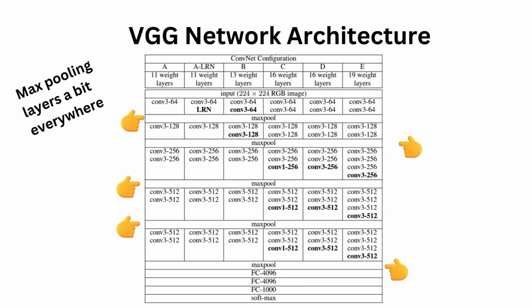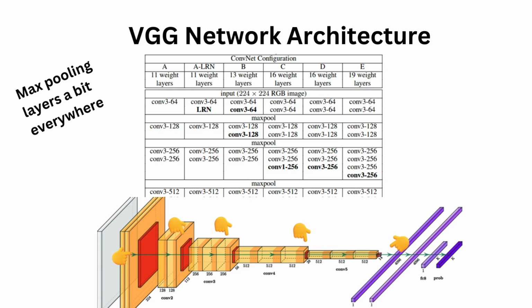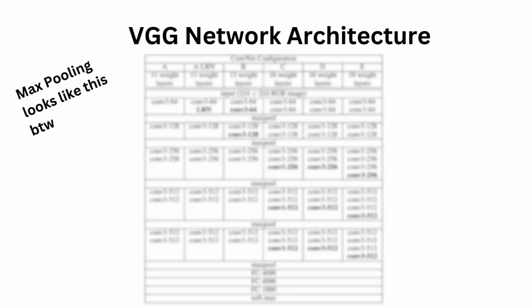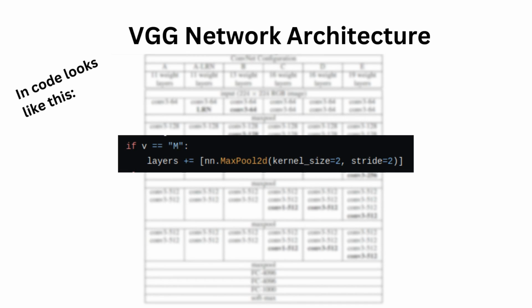The max pooling layers are a bit everywhere in the network and separate blocks of layers. They are represented by the red cubes here in the image. As a reminder, a 2x2 max pooling with a stride of 2 looks like this. For each of the colored squares, we take the highest number to make a smaller square. In the code, we'll use a specific label for the max pooling layer, titled M. We'll get to that in a few.